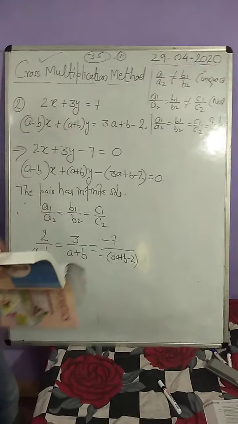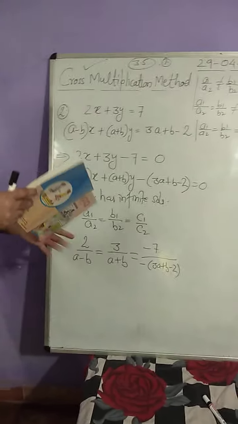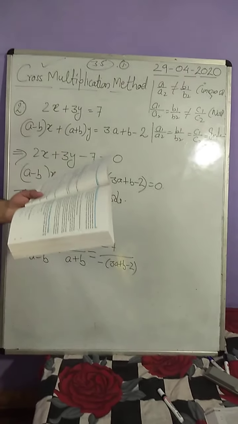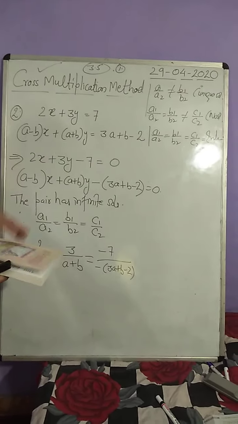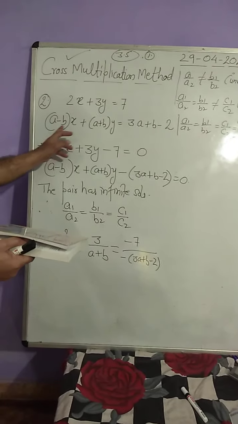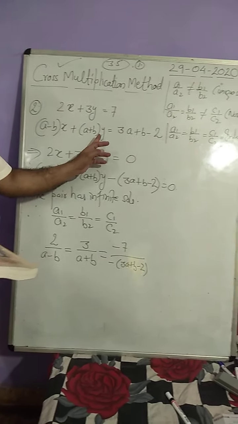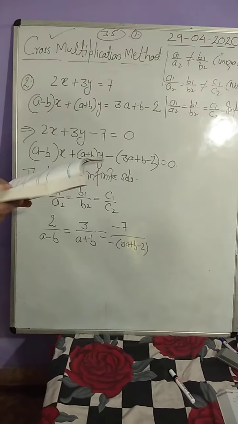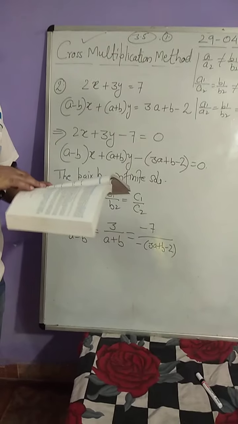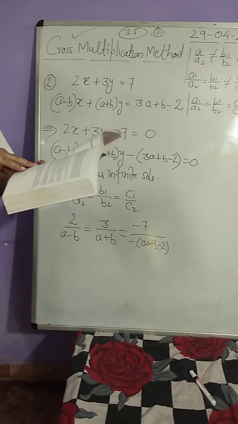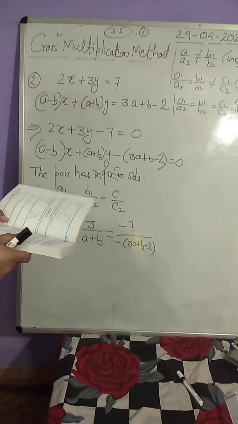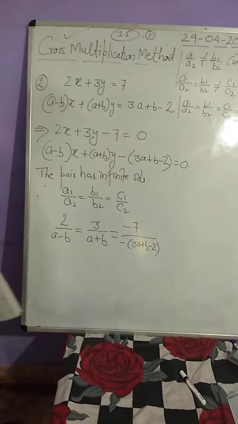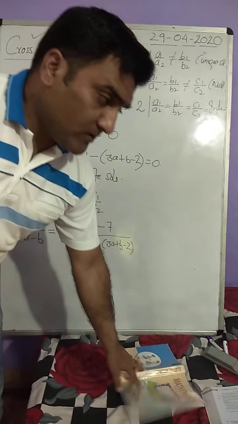Now we will discuss question number 2. Question number 2, a very important question. It has 2 parts. We are discussing the first part. The question is: we are given this pair, 2x plus 3y equals 7, and (a minus b) into x plus (a plus b) into y equals 3a plus b minus 2. For which values of a and b does the following pair of linear equations have an infinite number of solutions? What values of a and b should there be so that this pair has an infinite number of solutions?